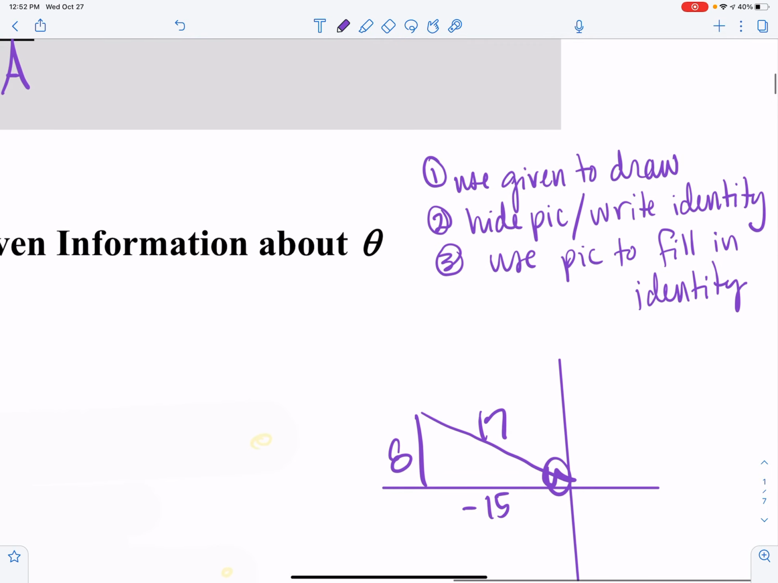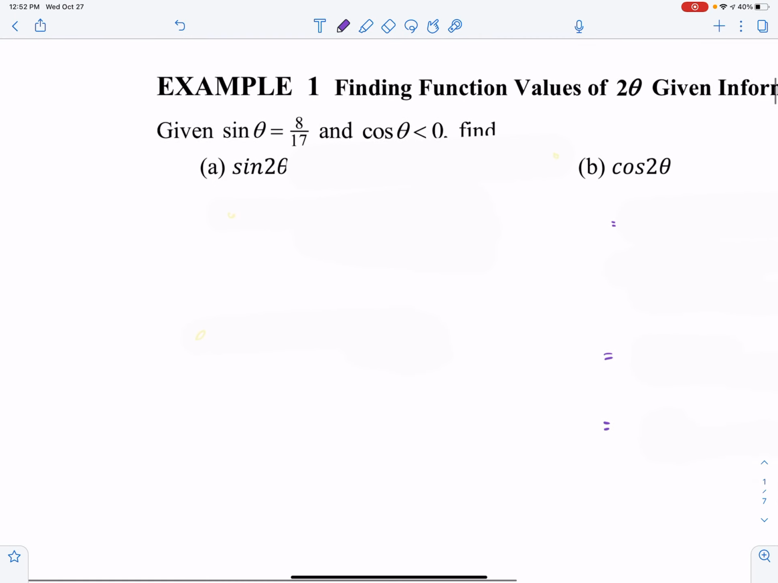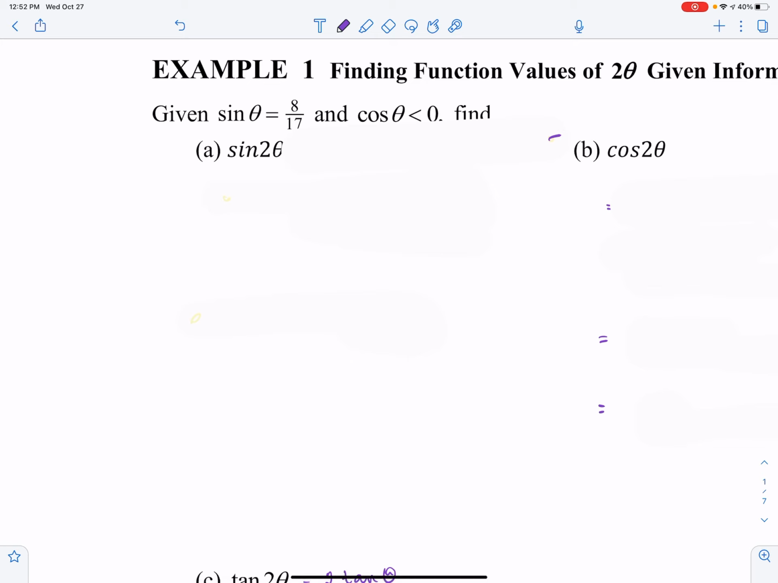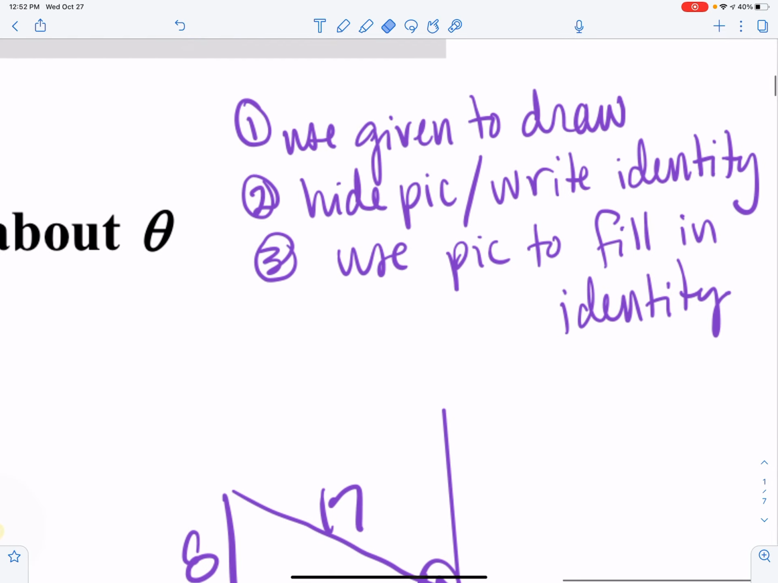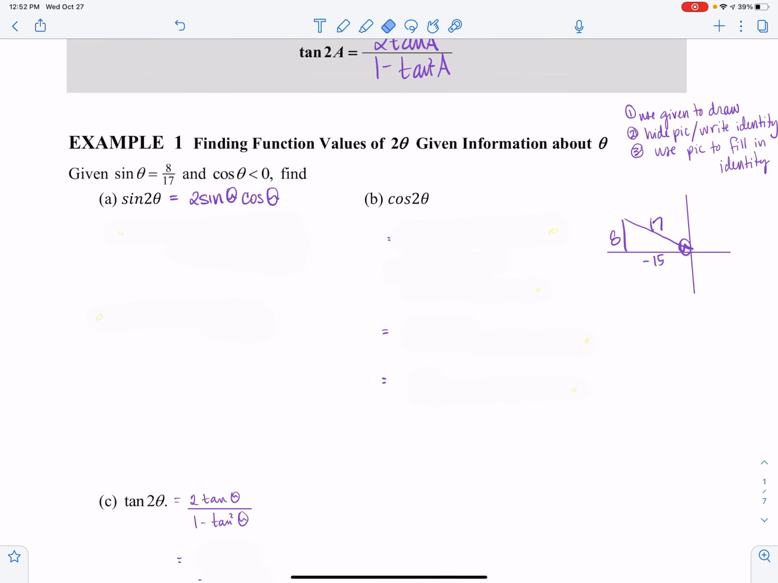Once I have that, let's go to tip number 2. You want to hide your picture and write the identity. So don't pay any attention to your picture for right now. Just simply write the identity down. My identity for sine double angle is going to be 2 sine theta cosine theta. Then tip number 3: after you have the identity written down, use the picture to fill the identity in. So now I'll use both the picture and the identity. I'm going to keep hold of the 2, and then the sine from my picture is 8 over 17. The cosine from my picture is negative 15 over 17. Then we'll do the math on that, and I'll get negative 240 over 289.